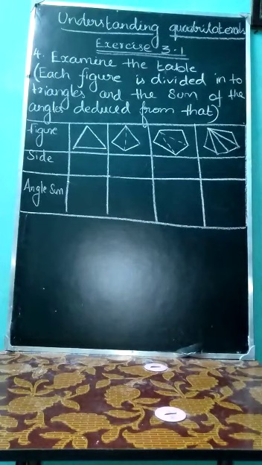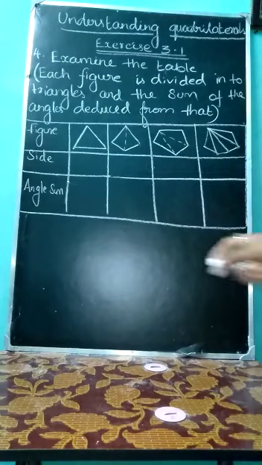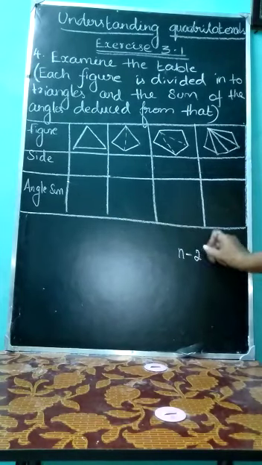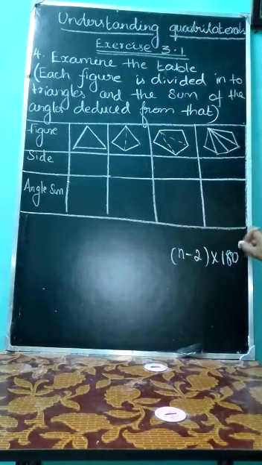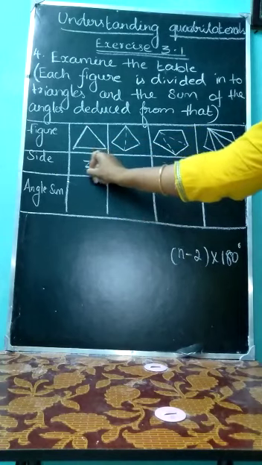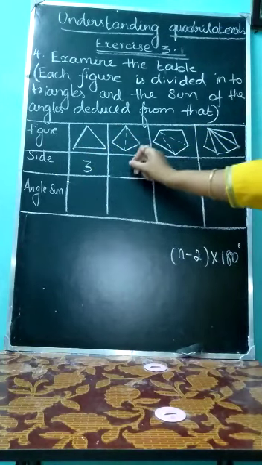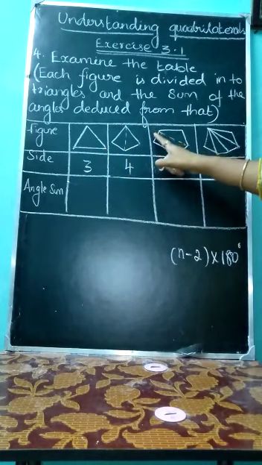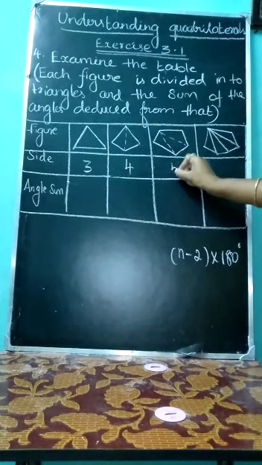Next one, examine the table. Each figure is divided into triangles and the sum of the angles is deduced from that. Figures are given, sides also we have to calculate, then we have to calculate the angle. Based on the sides we have to calculate the angles of the particular figure. Here we are going to use the formula (n minus 2) times 180 degrees. First one, how many sides does this triangle have? 1, 2, 3. 3 sides. Next, 1, 2, 3, 4. So the number of sides for the figure is 4. Here 1, 2, 3, 4, 5. The number of sides is 5.